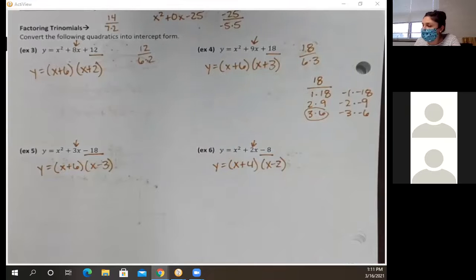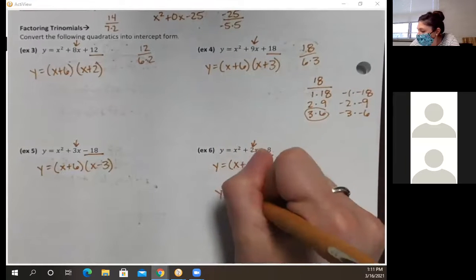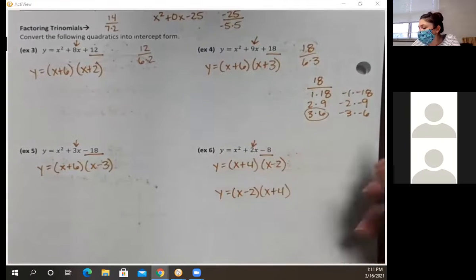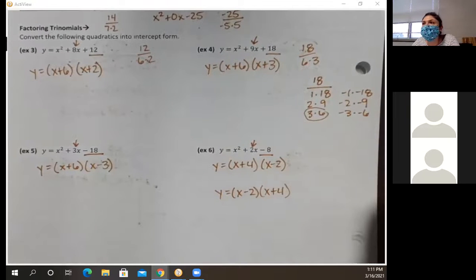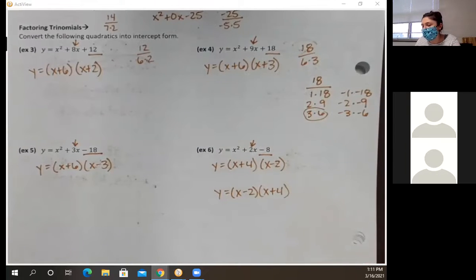And just as a reminder, I know we talked about this last time, if you wrote this in the opposite order, so you had x minus 2 times x plus 4, these mean the same thing. Remember, for multiplication, the order doesn't matter. 2 times 3 is the same as 3 times 2. That's also true with our factors. If I distribute these, I get the same thing. Okay? Questions for me on page 18.